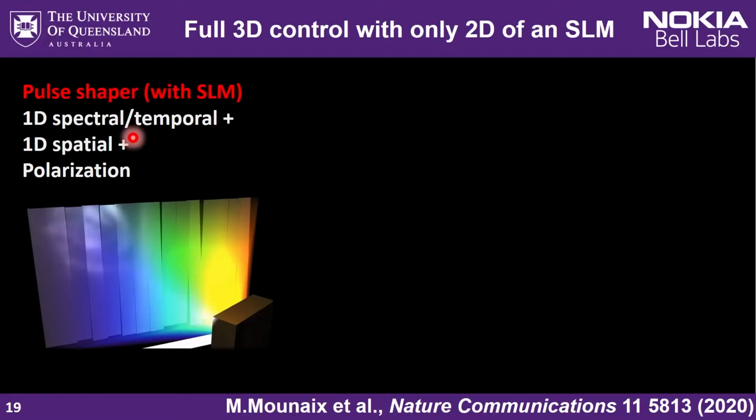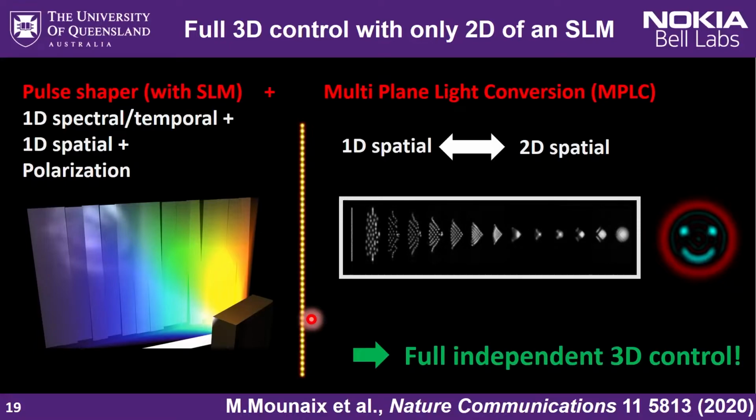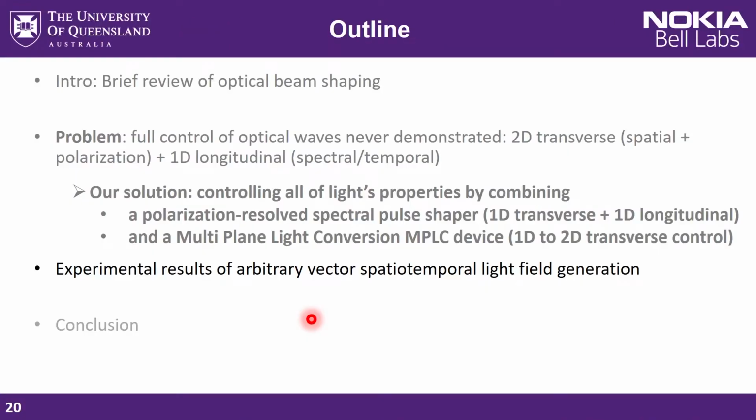A traditional pulse shaper can control the spectral degrees of freedom as well as one spatial dimension. Using polarization optics, we can also control polarization within the pulse shaper. The output of the pulse shaper is a 1D array of spots with control of the spectrum and polarization for each spot. This 1D array can then be transformed into an image using the MPLC, reshaping the spatial dimension as the full transverse field, leading to a full control of the three critical degrees of freedom. I will now present our experimental setup that can control all the degrees of freedom of light.